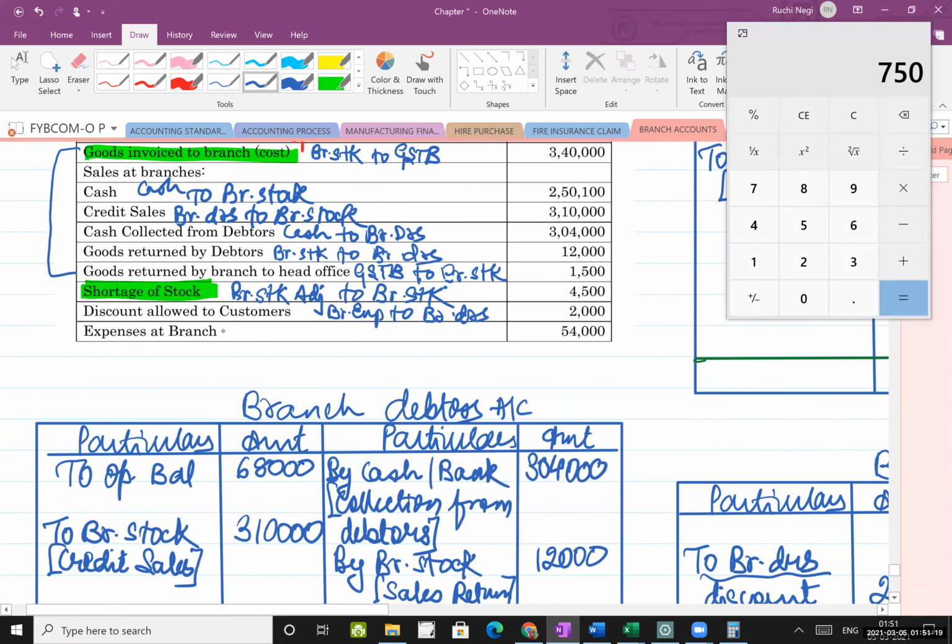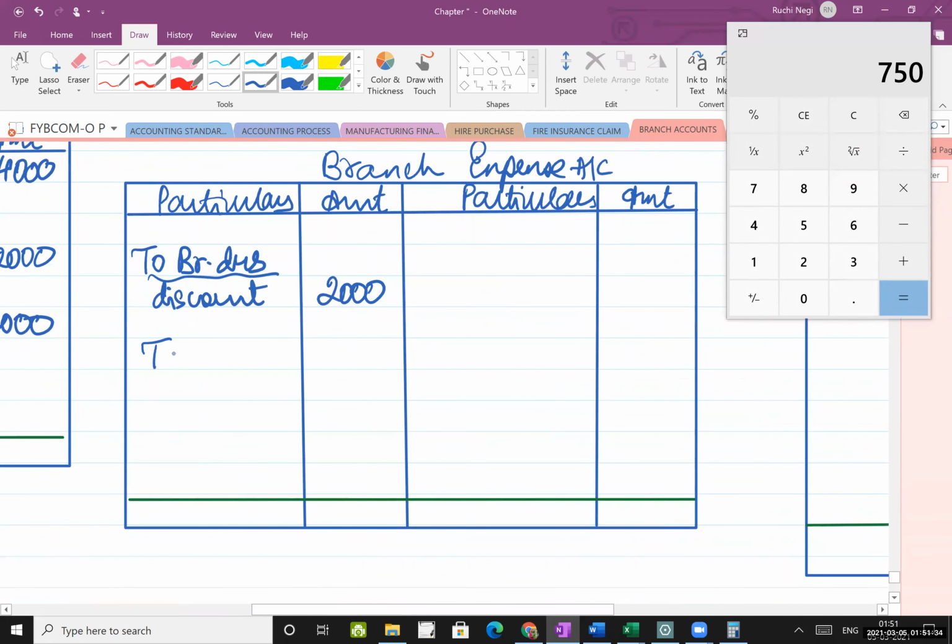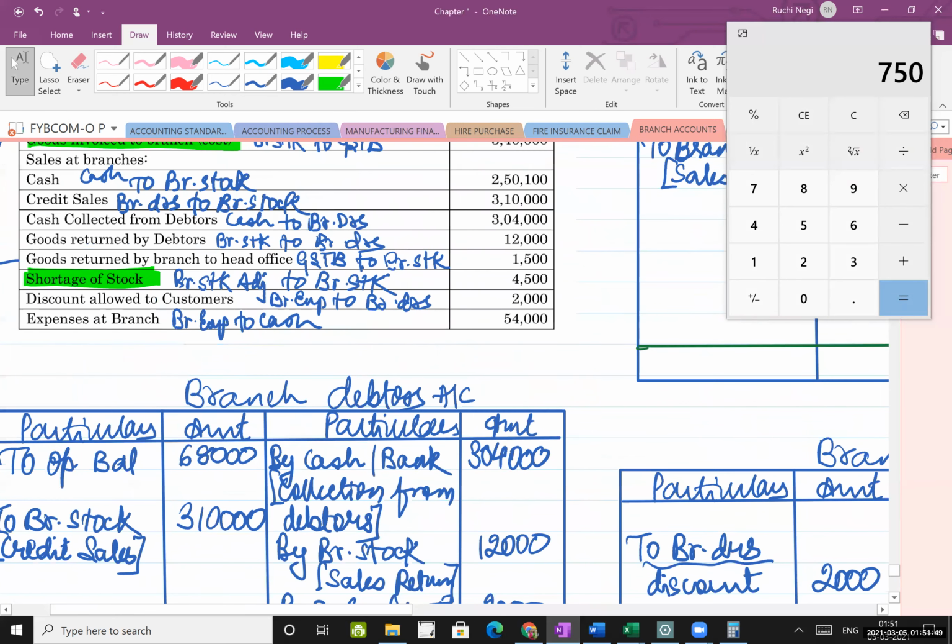Next, branch expenses at branch. So expenses at branch means it has to be obviously paid by HO. So my journal entry will be branch expense to cash. Okay, branch expense to cash. How much? 54,000, expense paid by HO, obviously. Yeah, that's it. Now we can close it.